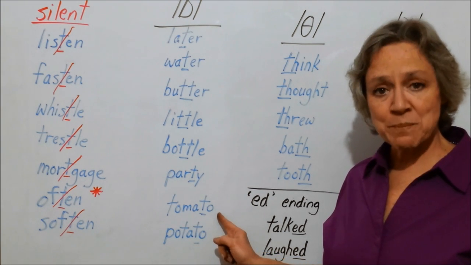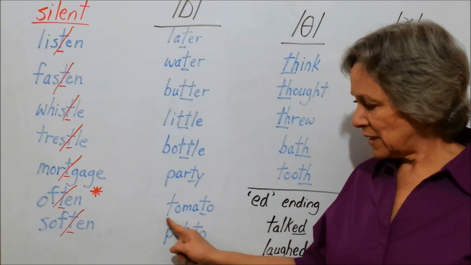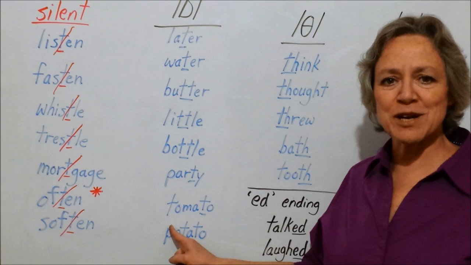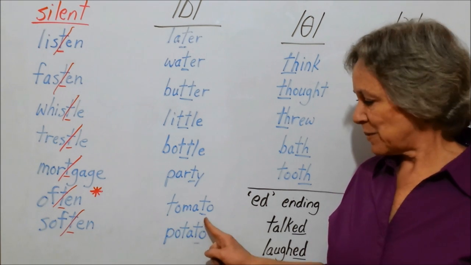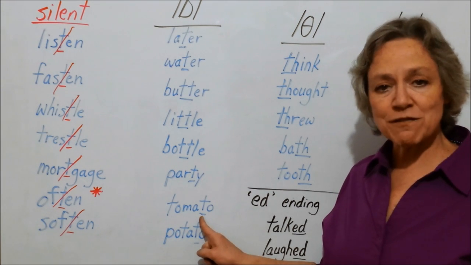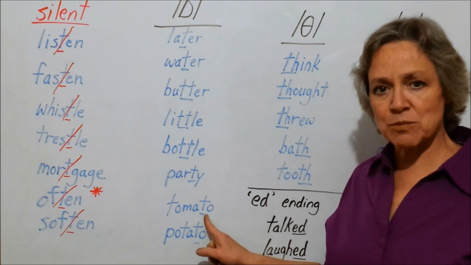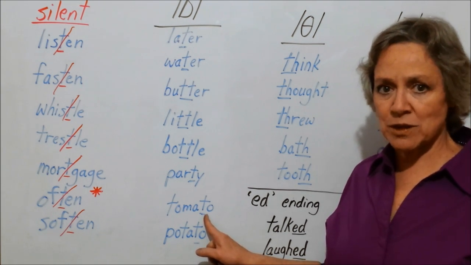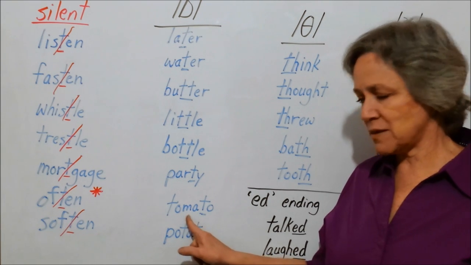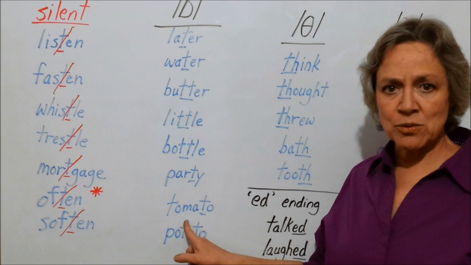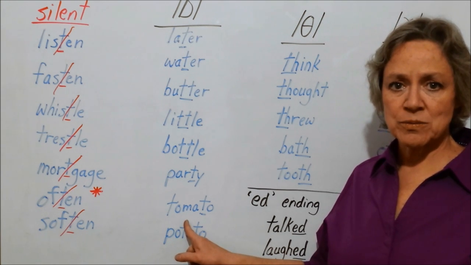Tomato, tomato. Here, the first T is pronounced as a T. The second one is pronounced as a flap. That's because it's an unstressed syllable. The stressed syllable in this word is may, the second syllable. So we pronounce this as tomato, tomato.